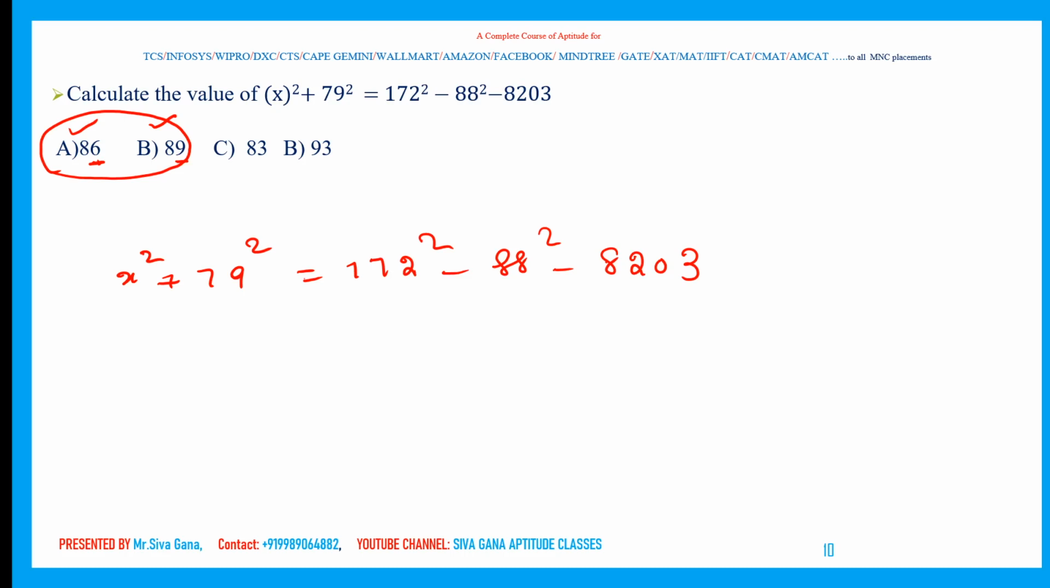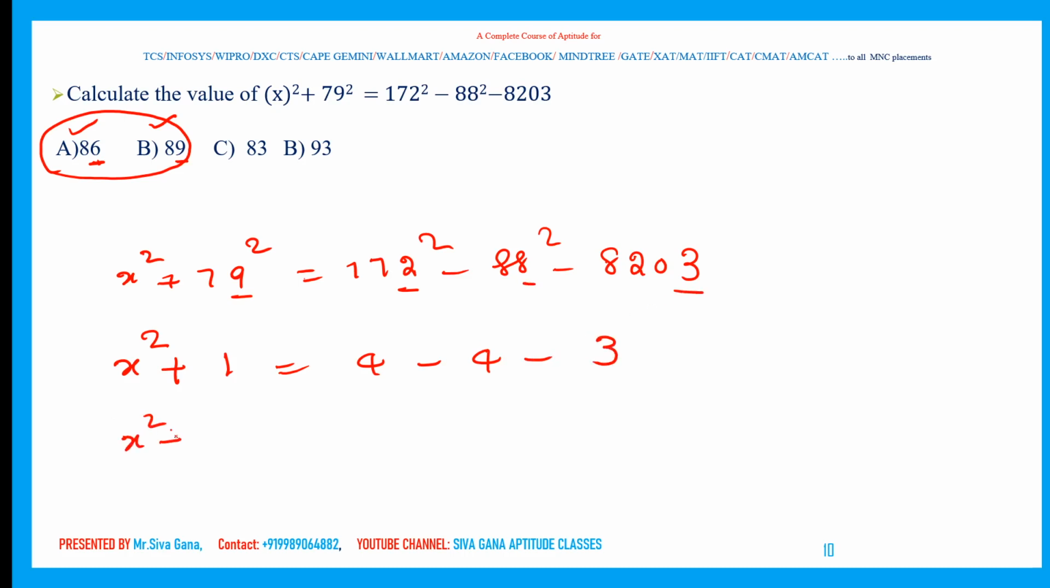If x nature, in the sense unit digit, is 6, I can put 86. If x unit digit is 9, I can put option B. If x unit digit is 3, I can eliminate A and B. There is an advantage. So I am going to calculate the unit digit of x. Remember, I am calculating the unit digit of x. x square plus 9 square unit digit is 1. 2 square unit digit is 4. 8 square unit digit is 4. Here unit digit is 3.